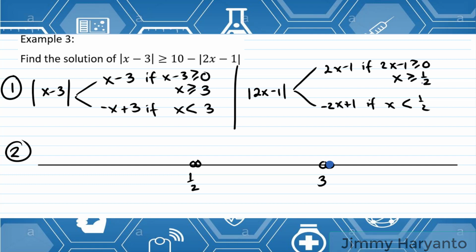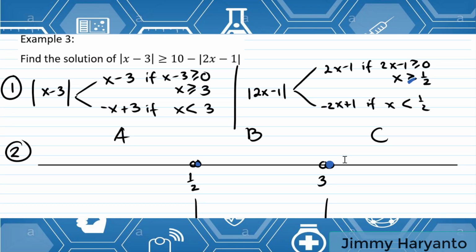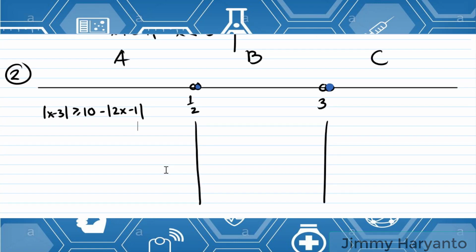And then for half, the equal sign is at greater than also, so I color the right dot. After that, I will have room A, room B, and room C. And then write the questions. The question is absolute value of x minus 3 greater than or equal to 10 minus absolute value of 2x minus 1. Okay, I will write it one by one.